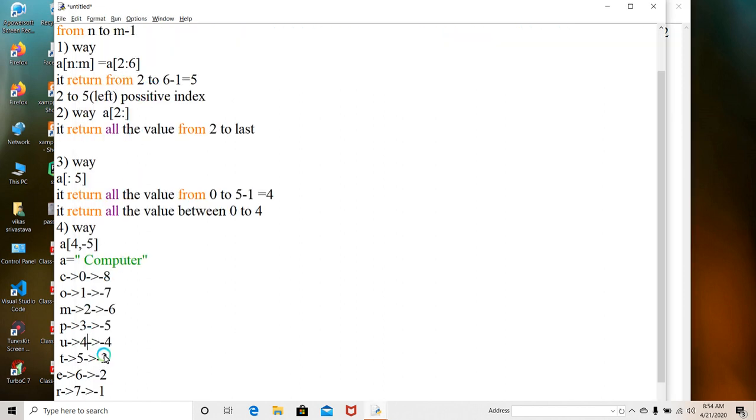Why? Because the indexing cannot cross each other. Here the fourth index is here and minus 5 is here, so it is going in the opposite direction. Opposite direction means it does not return any value. It will return from left to right. Don't be confused here. Left to right means we are accessing from left to right. Clear? And we have given the index from right to left. If we give the range right to left, it does not return any value.